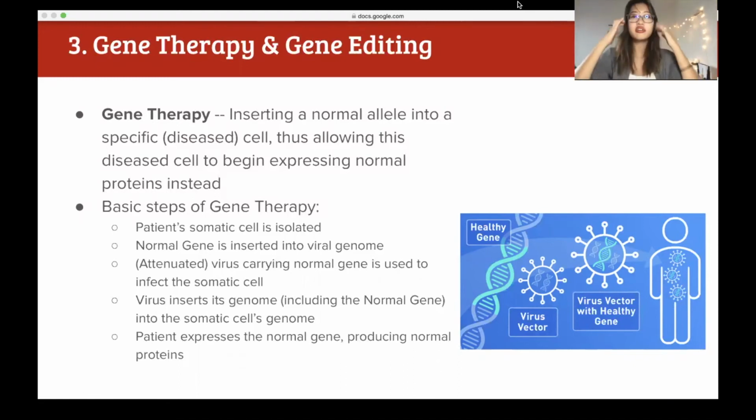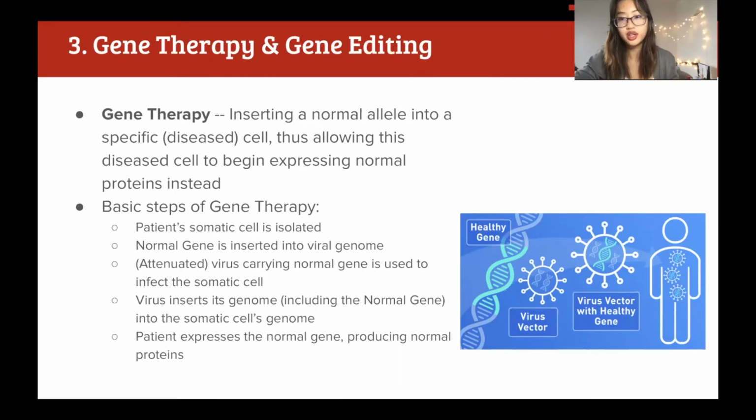Okay, so gene therapy basically is inserting a normal allele into a specific diseased cell, allowing the diseased cell to begin expressing the normal proteins instead. So in recombinant DNA technology, you insert the proteins into you. Instead of inserting the proteins into your cells, you insert the gene into your cells and you allow the cells to begin expressing normal proteins on their own.